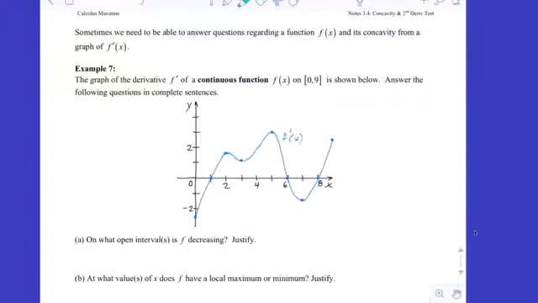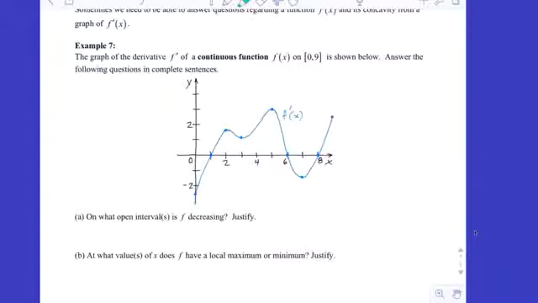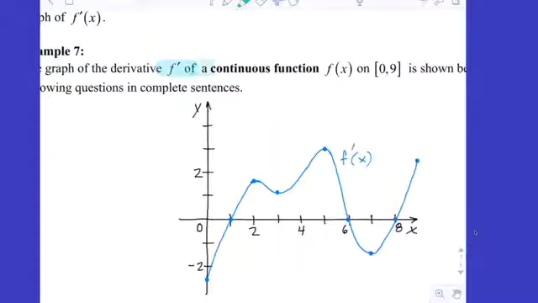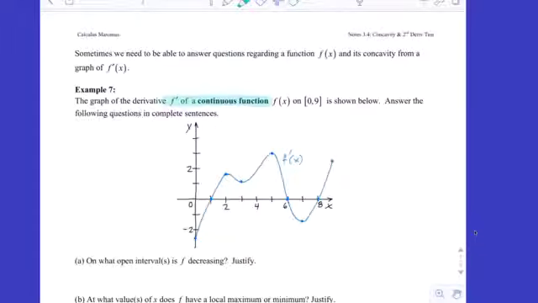All right, example 7. The graph of the derivative f prime, of a continuous function f. So we don't have the graph of f, but we know f is continuous. We have the graph of f prime, the derivative. The graph of f prime is better than a number line chart of f prime, because not only do you get to see the sign of f prime, but you get to see its relative values.